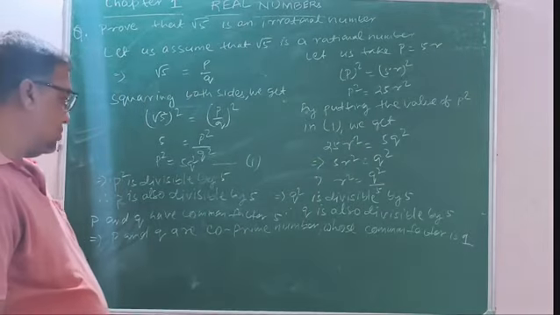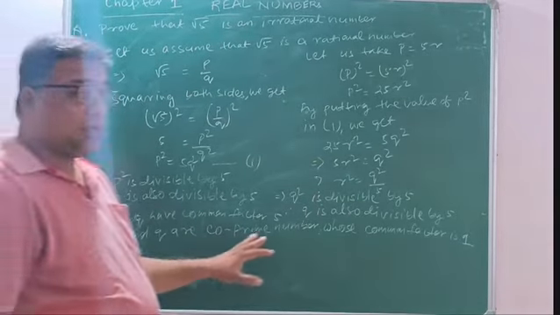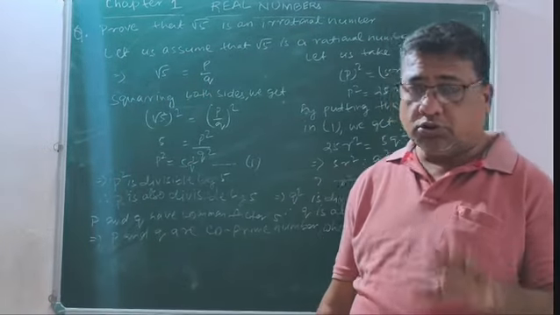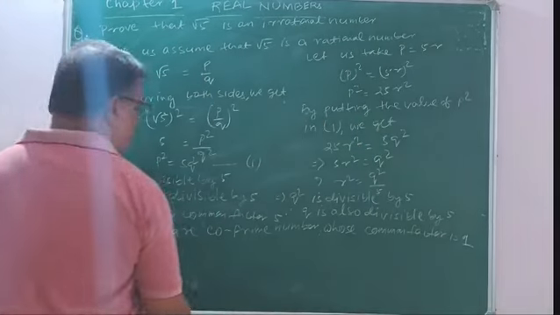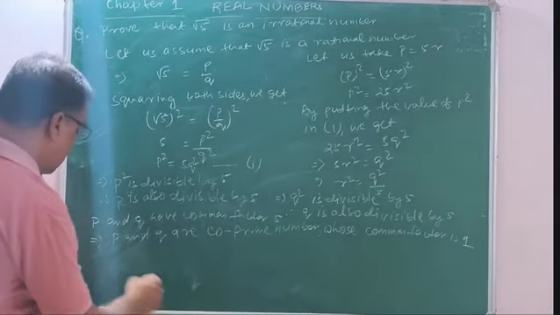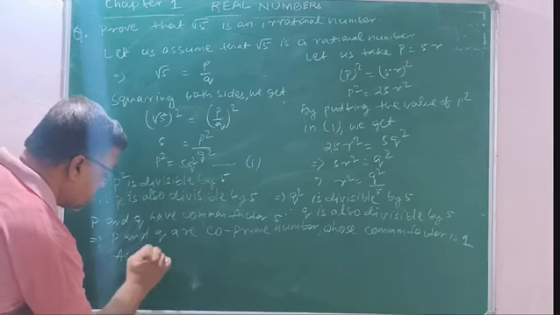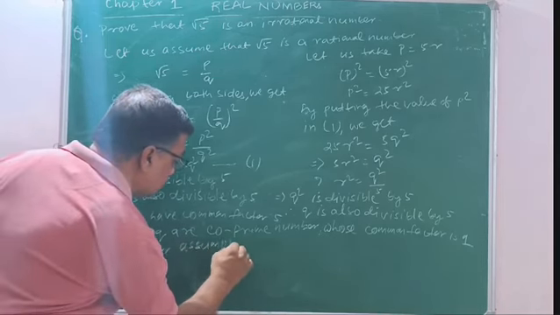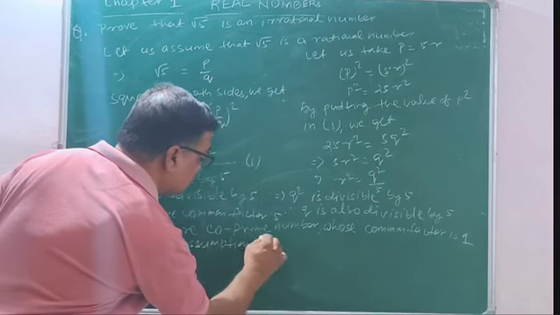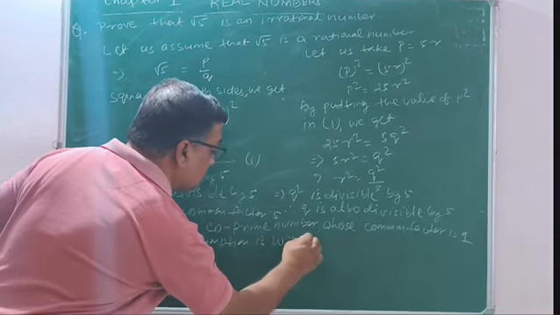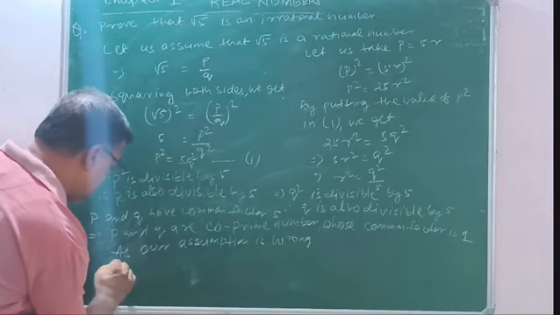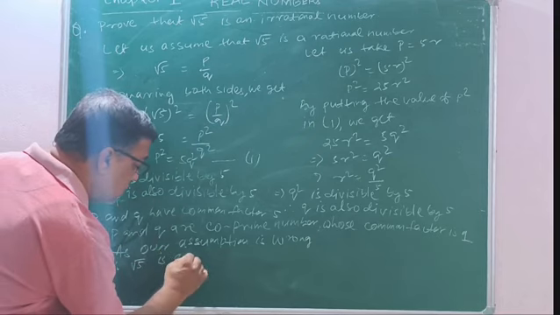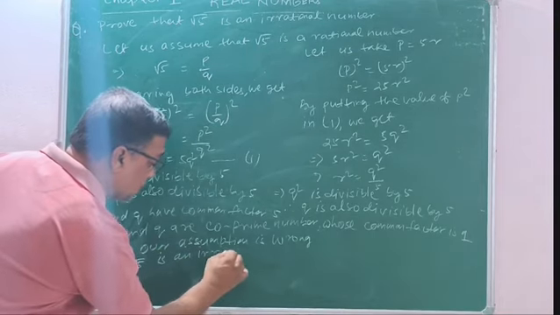From this contradiction, our assumption is wrong. So root 5 is an irrational number. As our assumption is wrong, therefore root 5 is an irrational number.